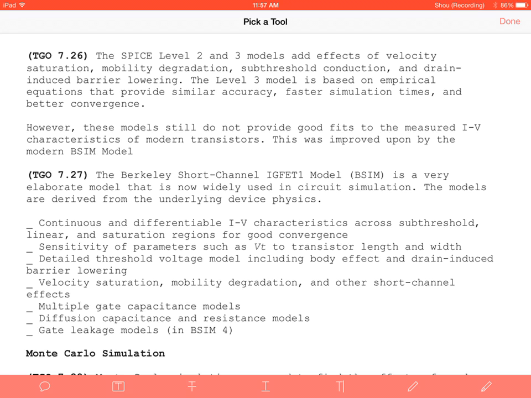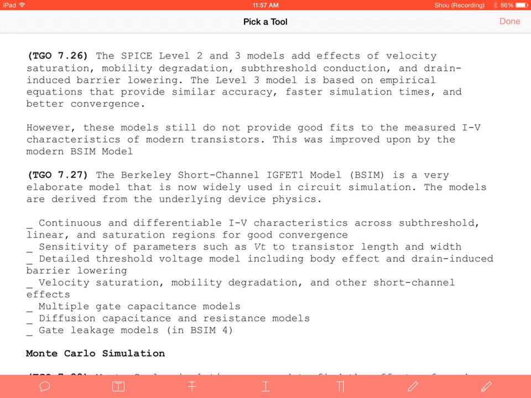However, these models still do not provide good fits to the measured IV characteristics of modern transistors. So now we're getting smaller and smaller. One of the trade-offs of getting smaller and smaller is that you have to worry about the physics more and more. If it's really big, it relates to how you're just turning it on and off. But as you get smaller and smaller, you have all of these different physical things that you have to consider.